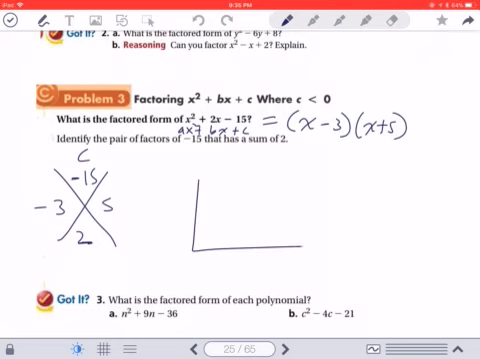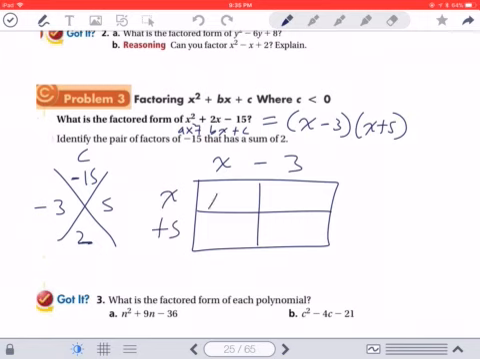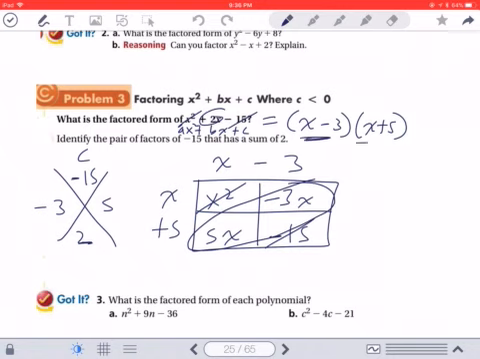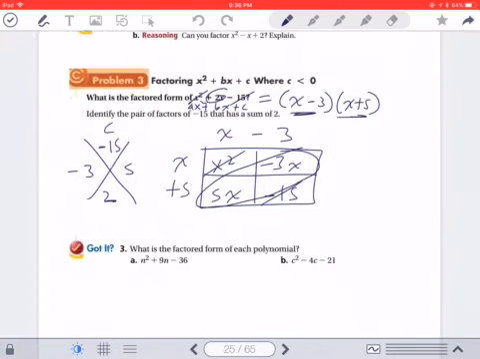And I could, again, always double check this. I have x minus 3, x plus 5. This is going to be x squared minus 3x. And this is going to be 5x minus 15. Okay, so this is going to work. This is where I get my x squared from, right there. That's my negative 15 right there. And 5 and negative 3 is going to be a positive 2. So I know these factors are correct. Okay, pause the video. Try 3, A and B.